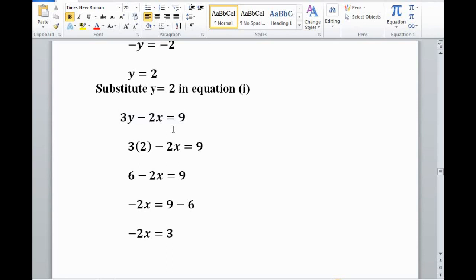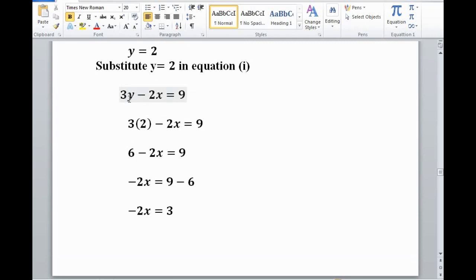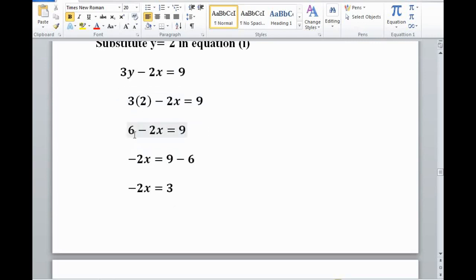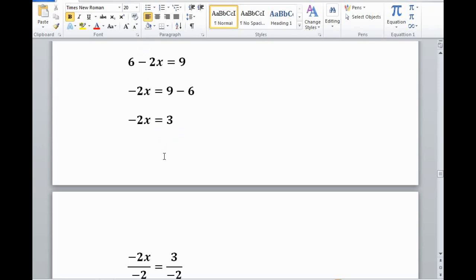then we know that our equation 1 is 3y negative 2x equals 9. Since we have y equals 2, I'm going to substitute y equals 2 in this equation. Then this equation becomes 3 multiplied by 2, negative 2x equals 9. Now 3 times 2 equals 6, negative 2x as it is, equals the right side 9. And now let's shift this positive 6 from left to the right side, so we get negative 2x equals 9 negative 6. Positive 9 negative 6 will give us positive 3.